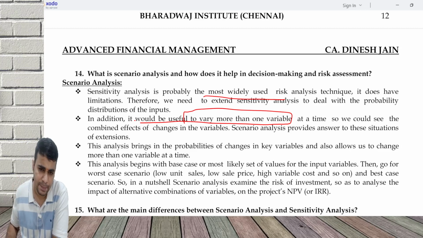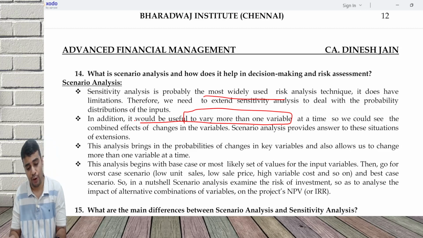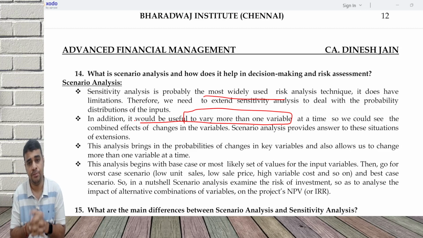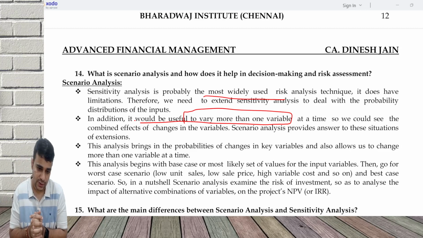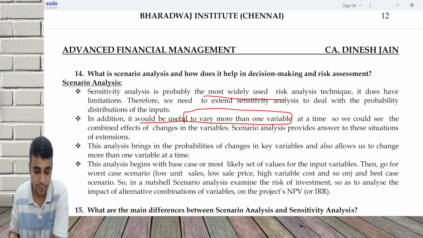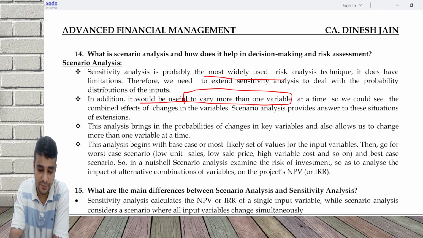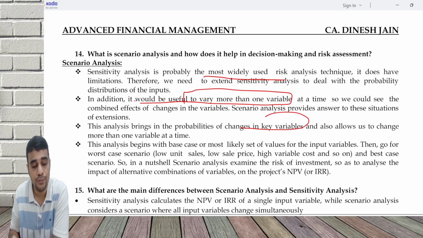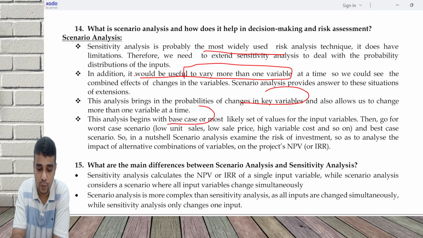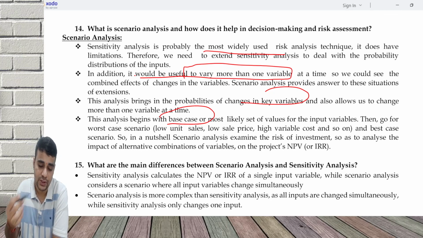When you consider multiple changes at a time, it is possible that we consider some of them as positive changes and some of them as adverse changes, because when you're considering multiple factors at a time, it's good to see some positive changes and some negative changes. So the analysis helps with the probability of changes in key variables and allows us to change more than one variable at a time. More than one variable at a time is very critical. It can also help us, one, the base case you start with and then go for the changes.